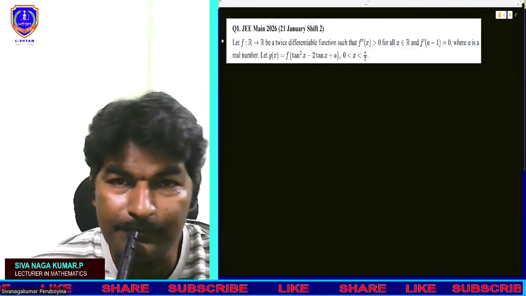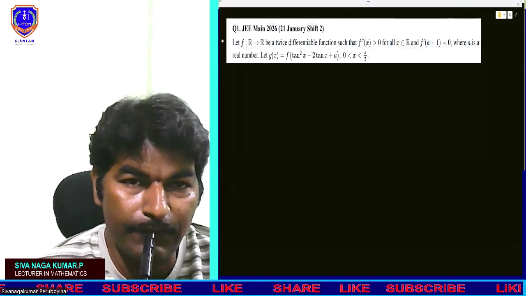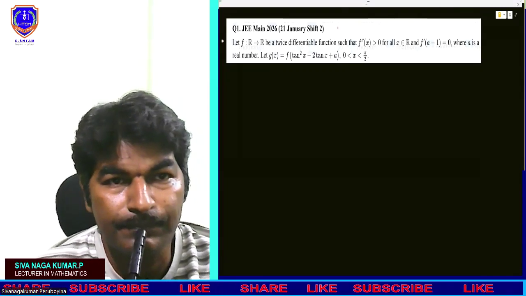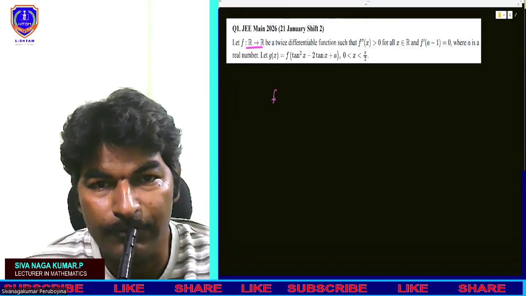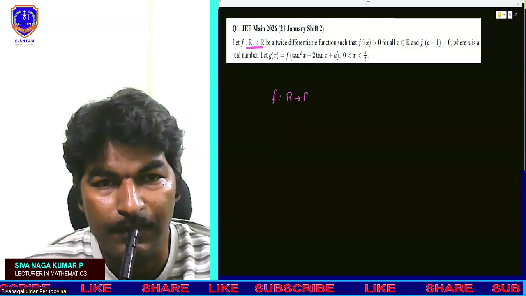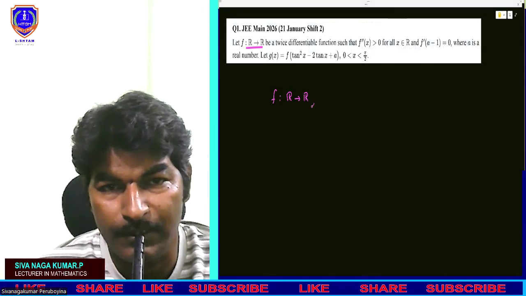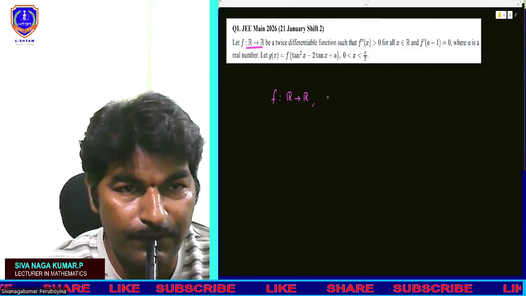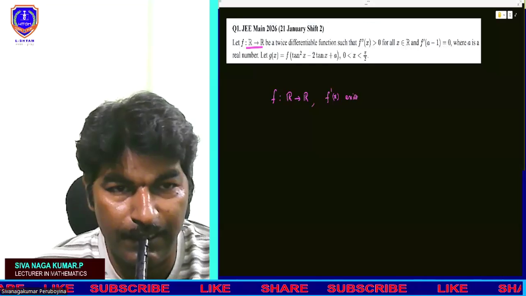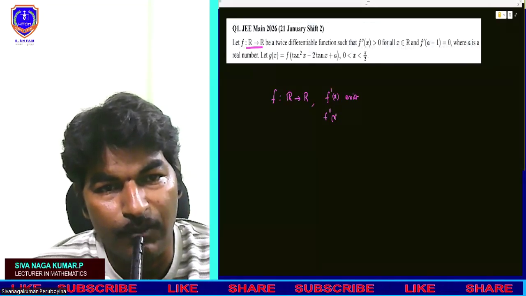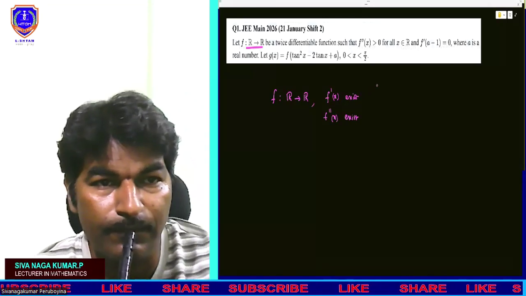Take a look at the problem. JEE 2026, 21st January, shift 2. f from R to R, that means real number to real number, and it is twice differentiable. Twice differentiable means f'(x) exists as well as f''(x) also exists. That is the meaning of twice differentiable.